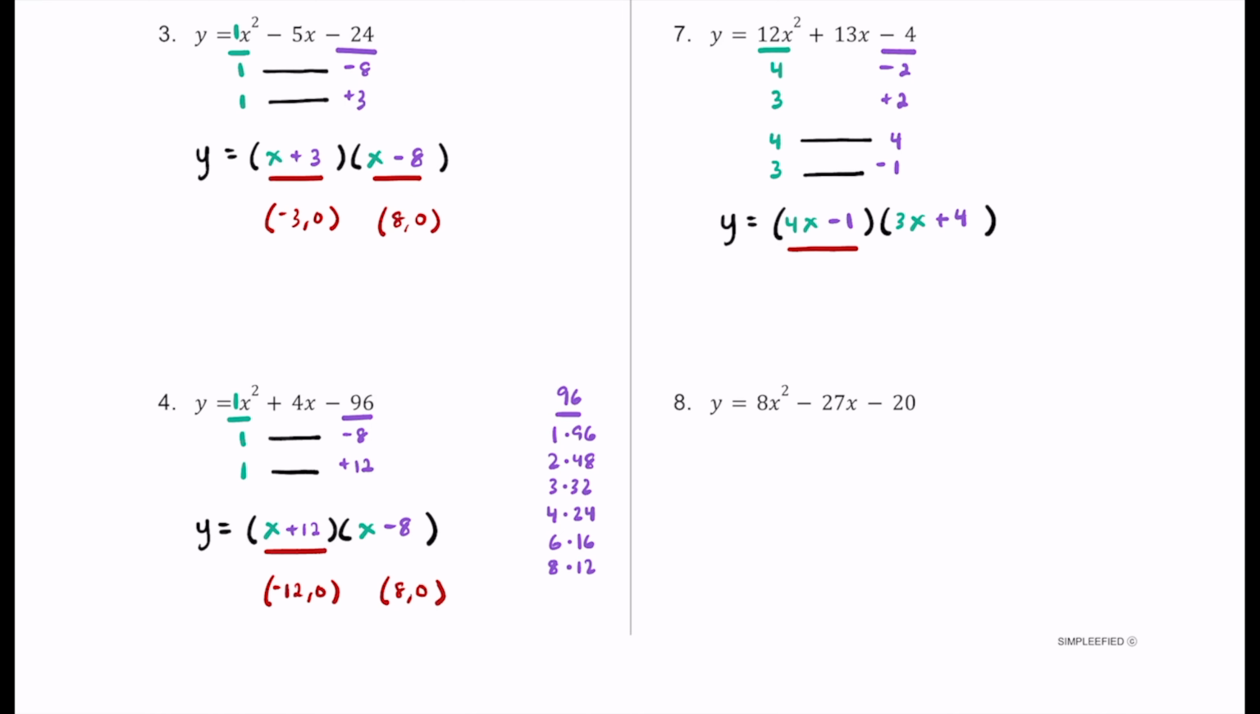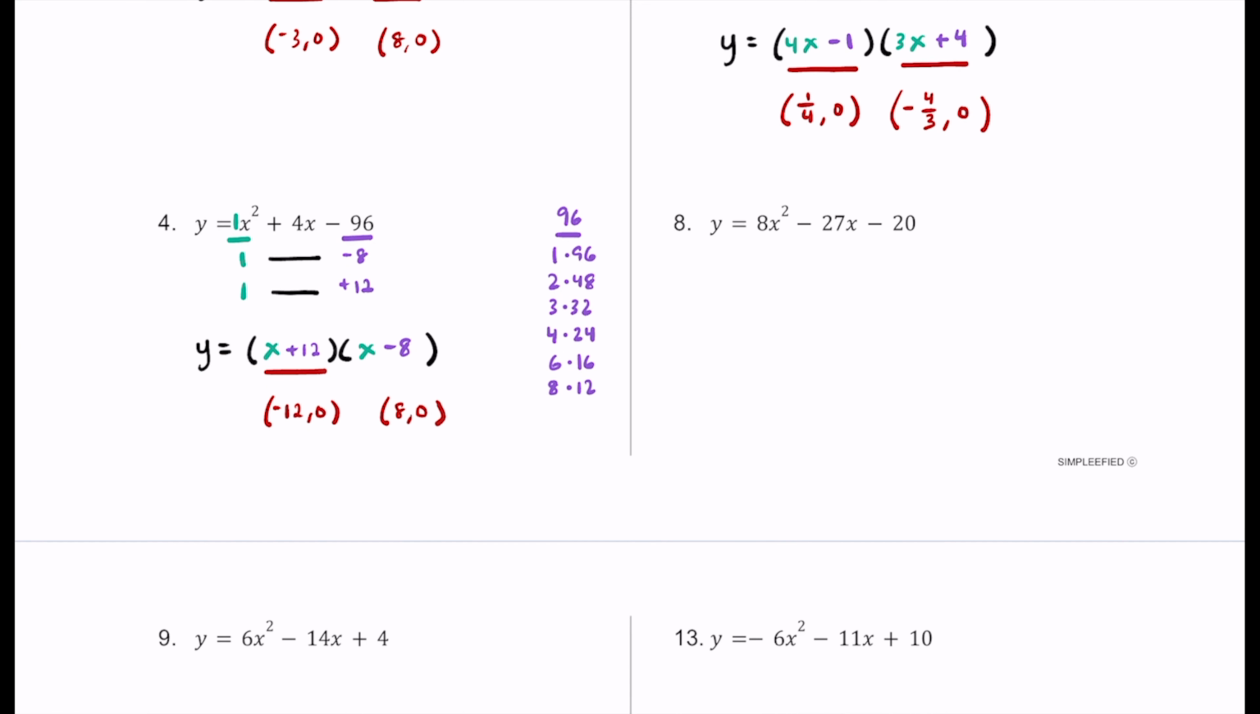What are the x-intercepts here? We're going to have 1/4 comma 0. So 4 times 1/4 is 1, 1 minus 1 is 0. And for this one over here, this one is going to be -4/3 comma 0. So if you multiply 3 times -4/3, the 3's would cancel and you'd get -4. -4 plus 4 is 0. So those would be the two x-intercepts.